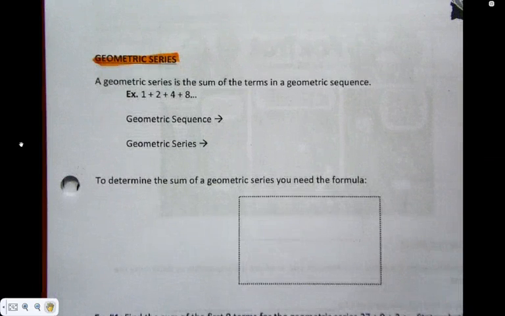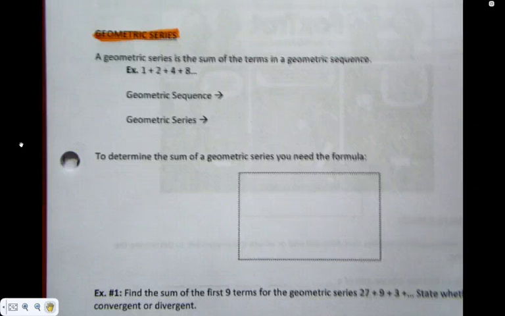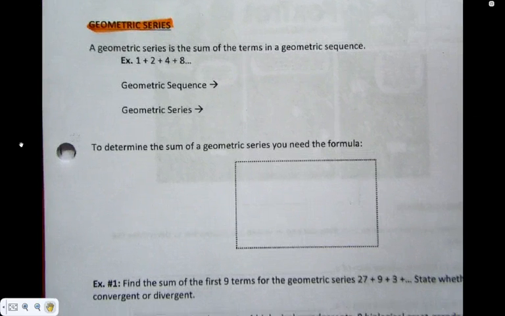The geometric series is the sum of the terms in a geometric sequence. So for example, 1 plus 2 plus 4 plus 8, dot, dot, dot. Write down any geometric sequence except the one that I gave you above. Make up your own geometric sequence.